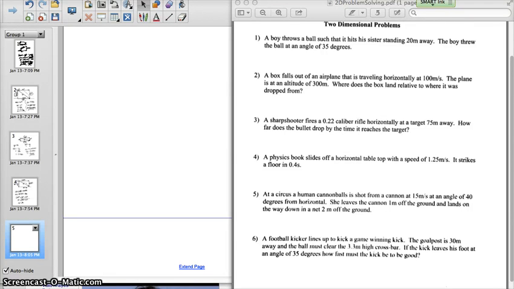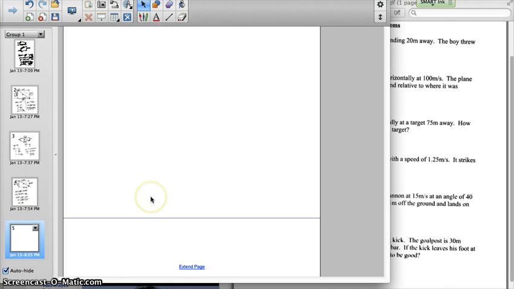All right. So at a circus, a human cannonball is shot from a cannon at 15 meters per second at an angle of 40 degrees from horizontal. She leaves the cannon 1 meter off the ground and lands on the way down in a net 2 meters off the ground. Okay. So let's see here.